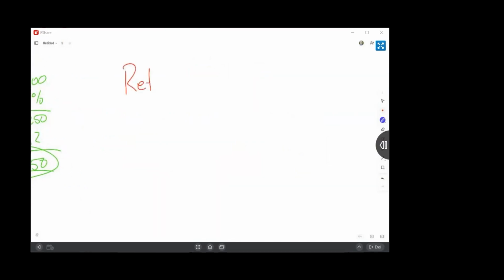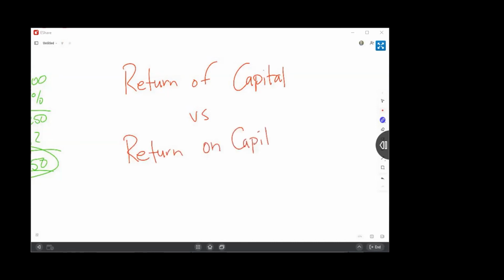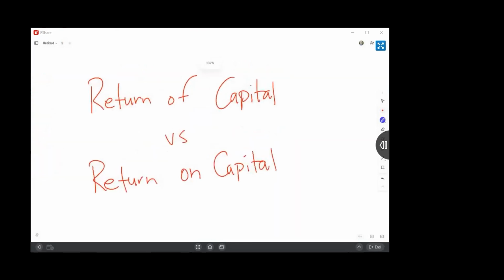This is just an extra golden nugget because it wasn't part of this webinar: return of capital versus return on capital. Now, you might think, first off, let me ask you this. What's the major difference between these two right here? What's the major difference between these two?